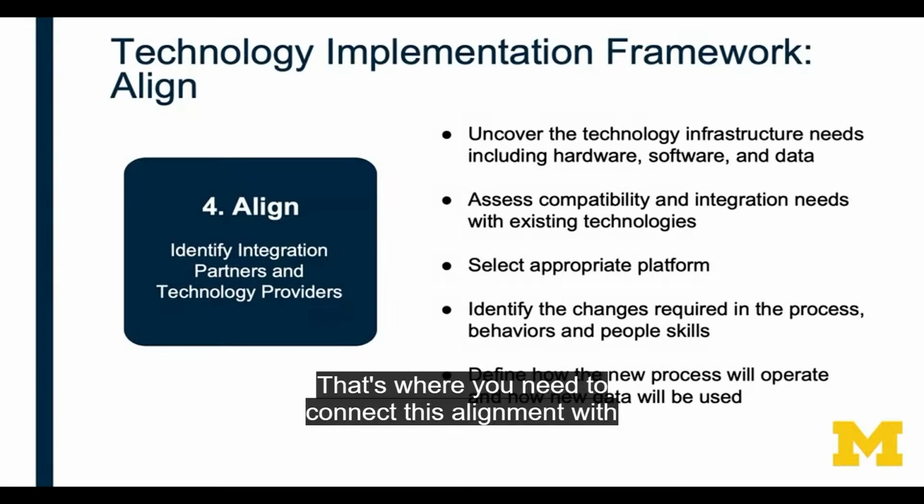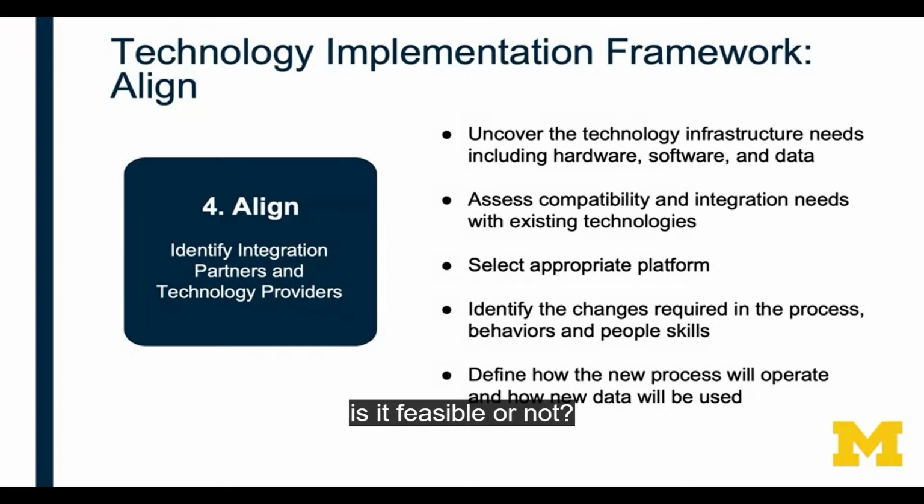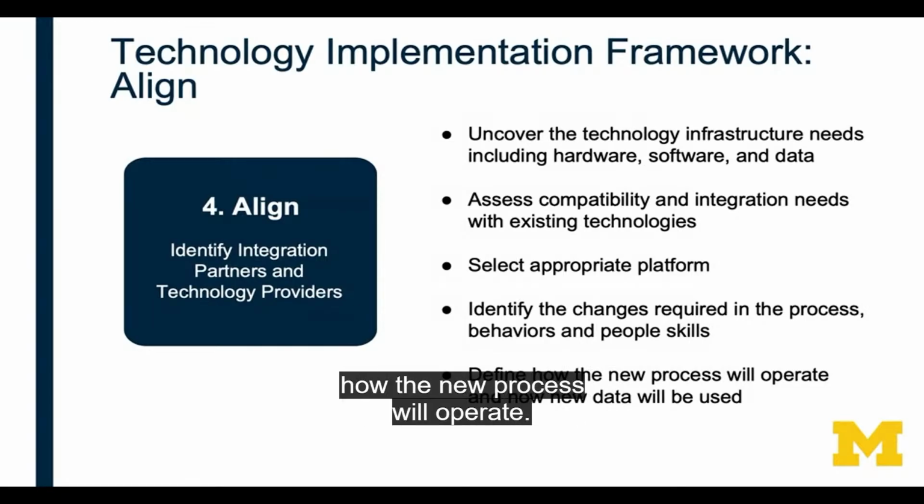That's where you need to connect this alignment with the choices that you make in terms of what platforms you will be choosing. Now, when you think about the platform, then the partners that you bring in, you also think about what kind of changes are required. Then you have to do some kind of optimization there, because you're weighing the complexity of change that you're enforcing on the existing process and whether it is feasible or not. And of course, then you have to define how the new process will operate. You could check the new process before you even implement it, whether it's viable both from a technology standpoint and from a social standpoint as well.